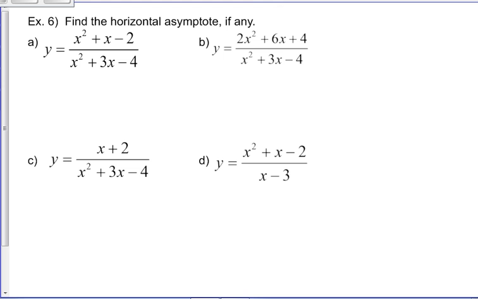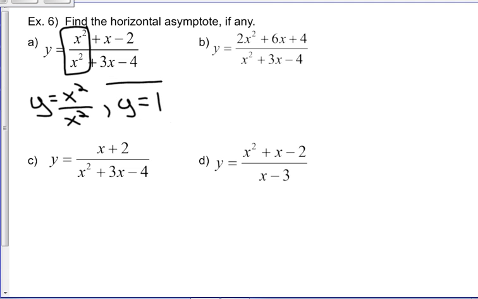Okay, so here are a few examples. We want to find the horizontal asymptote, if any. Take a look at this first one. Same power on top, same power on bottom. We just divide those terms out. x squared over x squared would give us y equals 1. That's the horizontal asymptote.